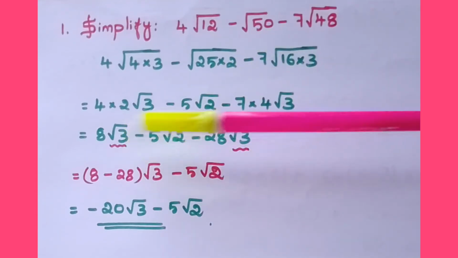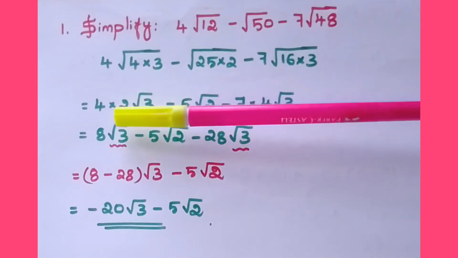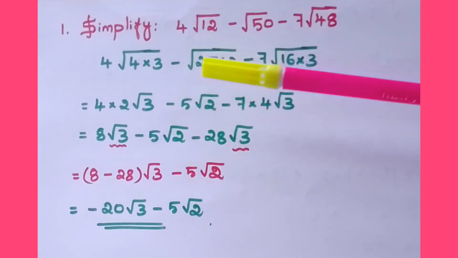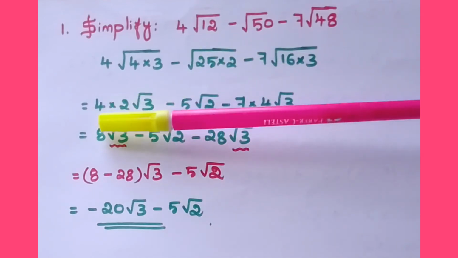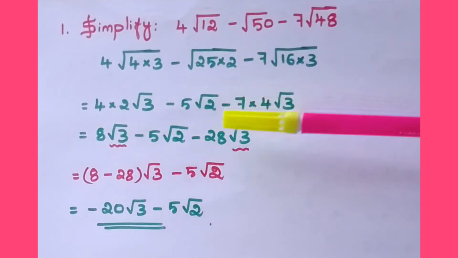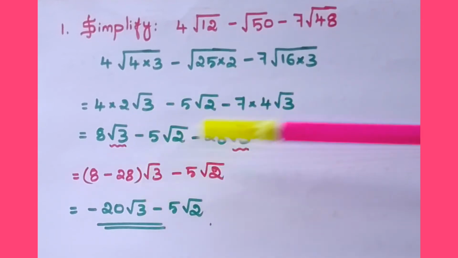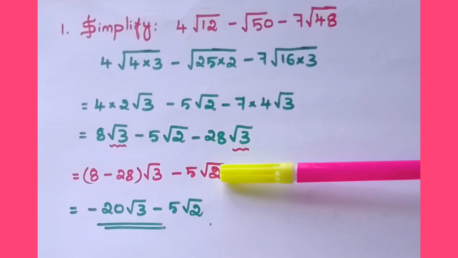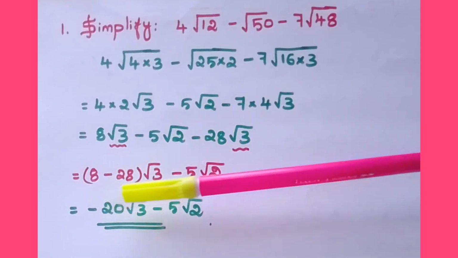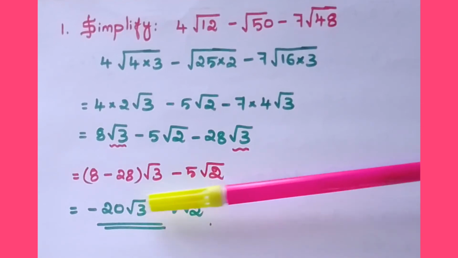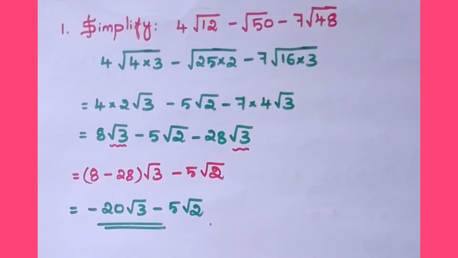So only like surds can be added, right? So you have root 3 and root 3 with different whole numbers, where subtraction can be performed. 8 root 3 minus 28 root 3. So 8 minus 28 you can write with root 3, minus 5 root 2. 8 minus 28 is minus 20 root 3 minus 5 root 2. Further you cannot simplify this surd. So this is the answer.